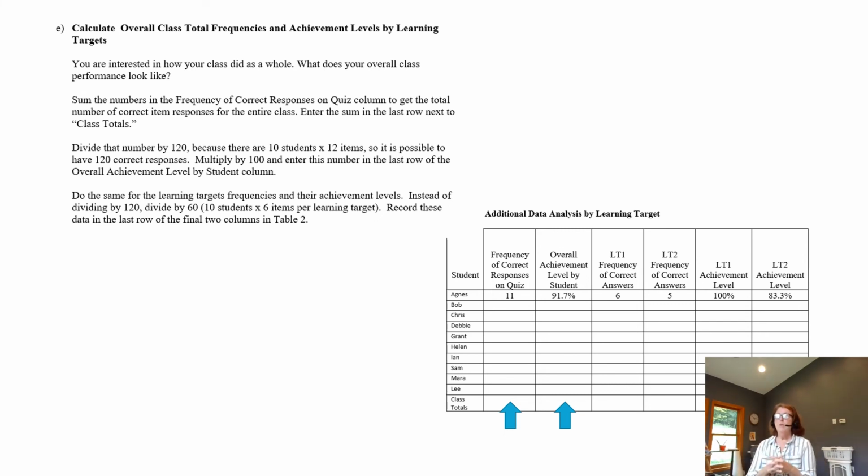So let's say there were 90 correct responses. 90 divided by 120 would be 0.75. Multiply that by 100 and you get 75%. So that would mean the average score on the quiz was 75%. And you're going to put that in the second column where the second blue arrow is. You're going to do the same going across.